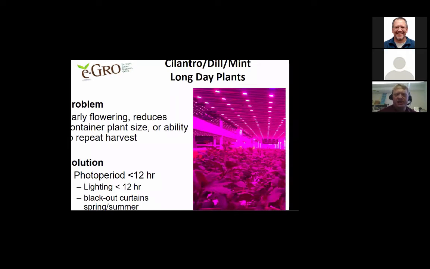So if we're growing them in a sole source lighting application like the mint pictured here, that's being grown in a plant factory type application, one would want to keep the day length less than about 12 hours. And if one is growing in a greenhouse, and we're going to have day lengths longer than 12 hours, between March 20th and September 20th, then we need to use blackout curtains during those hours of the nighttime, so that we have less than a 12-hour photoperiod.